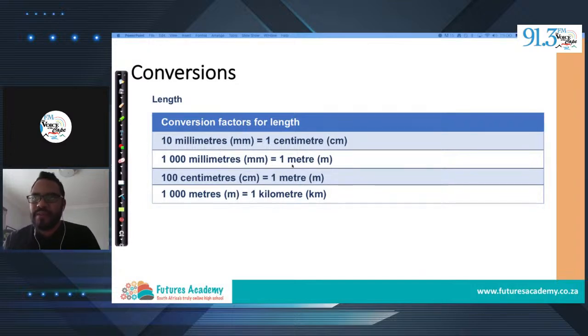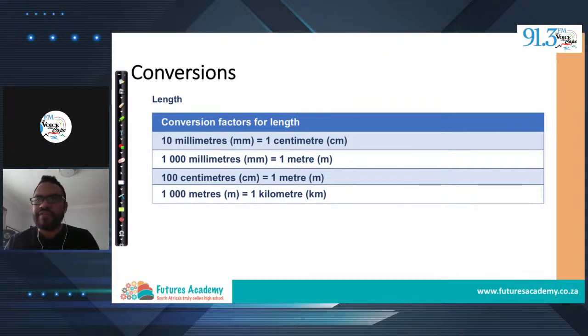A meter, we know, is larger than a centimeter. We also know it's larger than millimeters. And hence, a meter is the larger unit in this comparison between 1,000 millimeters and 1 meter. Once again, a meter is of course larger than a centimeter. And as you know, a kilometer is a larger unit of measurement than meters.